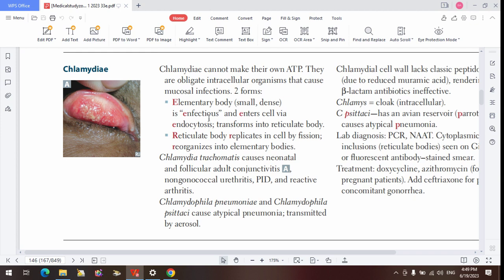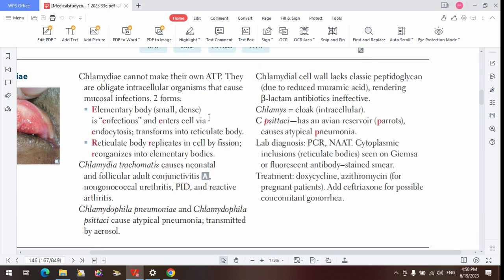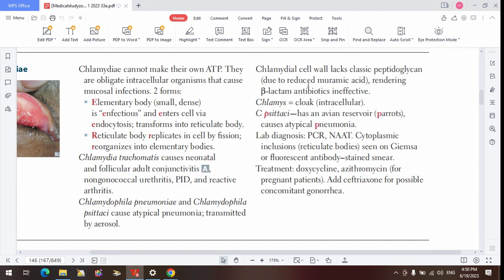So just have it in mind that reticulate is the replicative one. Elementary is the entry form and it is metabolically inactive. So we've talked about what it causes. Another peculiarity is that it has a cell wall, but it lacks the classic peptidoglycan, because N-acetylmuramic acid is important in the formation of the peptidoglycan. So it has a reduced level of the muramic acid, so the peptidoglycan cell wall is not well developed. So that's that about chlamydia.